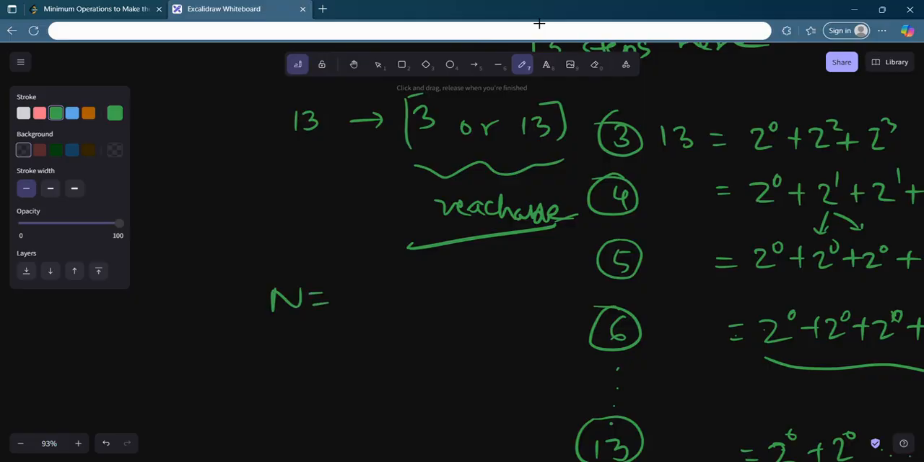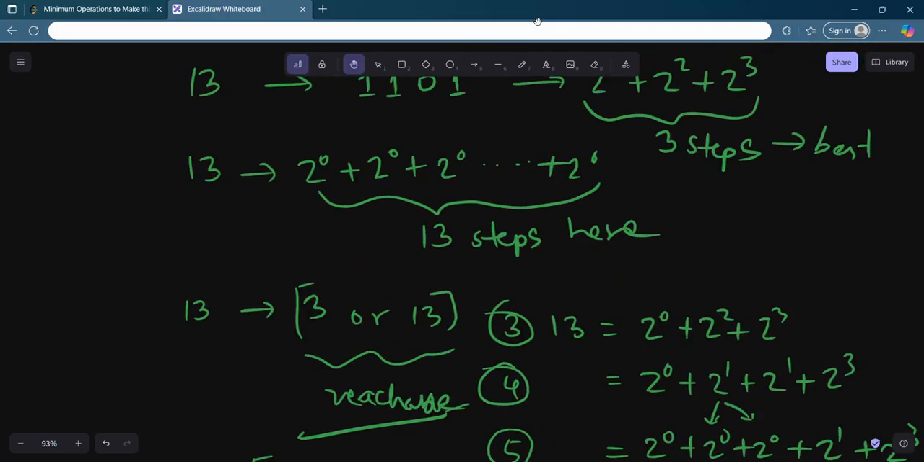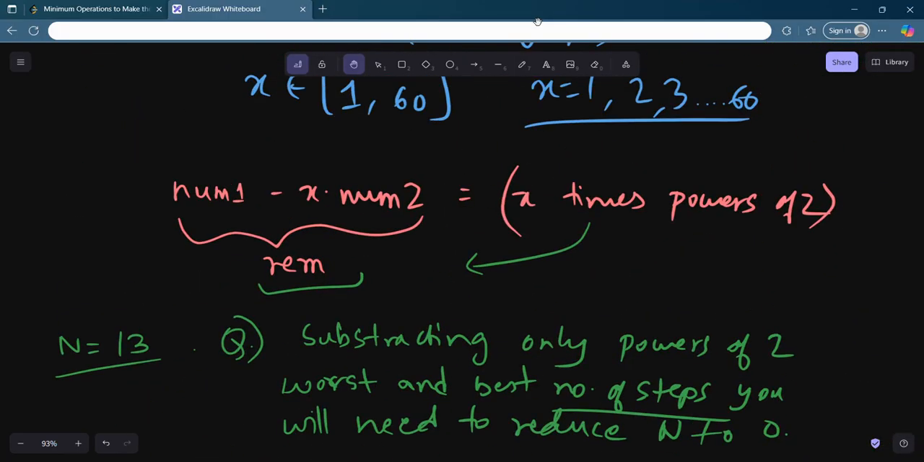In general, if I ask you for a number n, what will you tell me? What is 3? Number of ones in the binary representation of 13. So you will say that it is nothing but bit count, set bit count. Okay, set bit count of n to n. So for 13 it's 3 to 13. For n it's set bit count of n to n. Okay, so number of ones in the binary representation of n all the way till n. Okay, so you can do this.